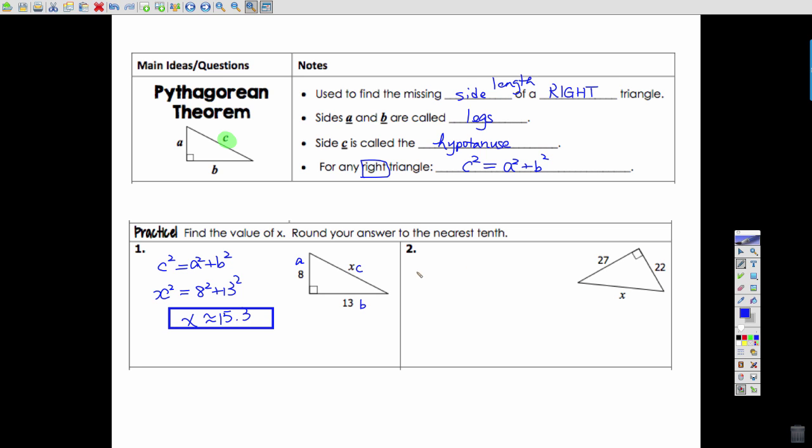Same thing with this example. I can simply do hypotenuse is my x squared equals 27 squared plus 22 squared. And that comes out to be 1213. If I take a square root of that on both sides, I would end up with approximately 34.8.